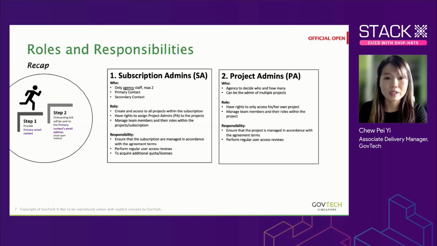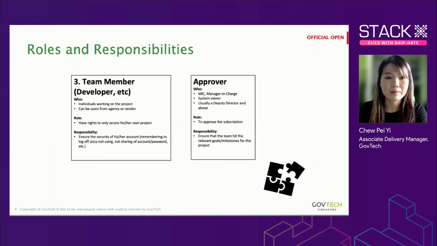The last role in the team will be the team member. They are the ones working on the project that they have been granted access to, and it is possible to grant them multiple project access. The project admins or subscription admins just have to do so.